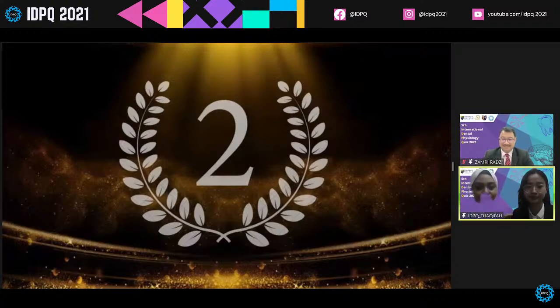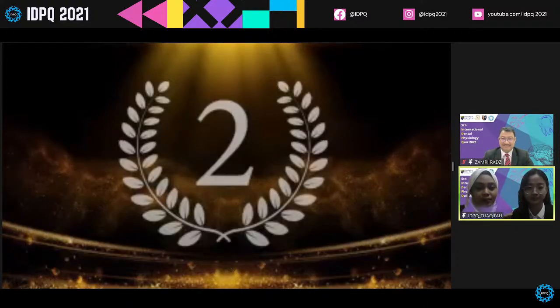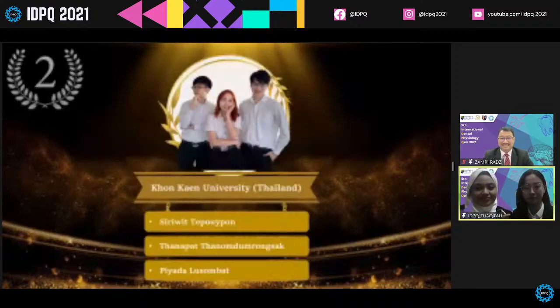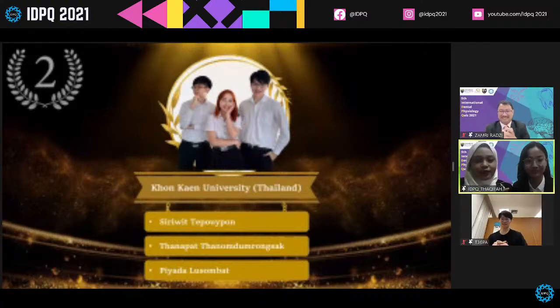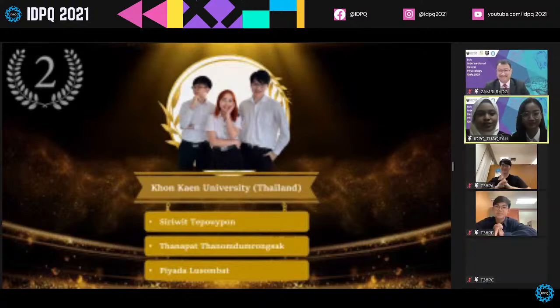Now, we will move on to the first runner-up team. The first runner-up team shall receive a cash prize of 300 ringgit Malaysia and also a certificate. The first runner-up goes to team Khon Kaen University of Thailand. Again, I would like to invite Professor Zamri and team from Khon Kaen University of Thailand to turn on your camera for the photography session.